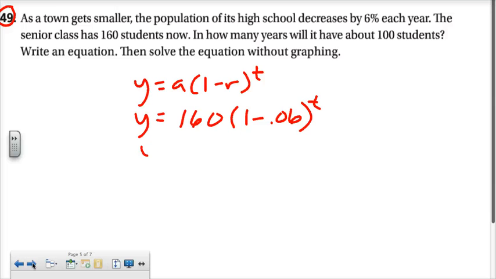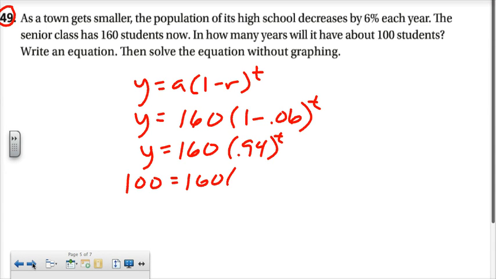You can think of that in terms of money. If you have $1 and you subtract 6 cents, now you have 94 cents. But then we want to know when will they have 100 students. So that's when y equals 100. Oh, I probably should have kept my 0 up here as well. All right, so what to do? We need to get rid of that 160. We have to isolate our base.